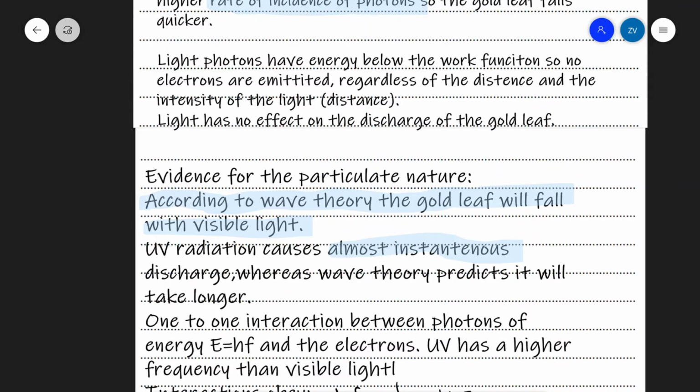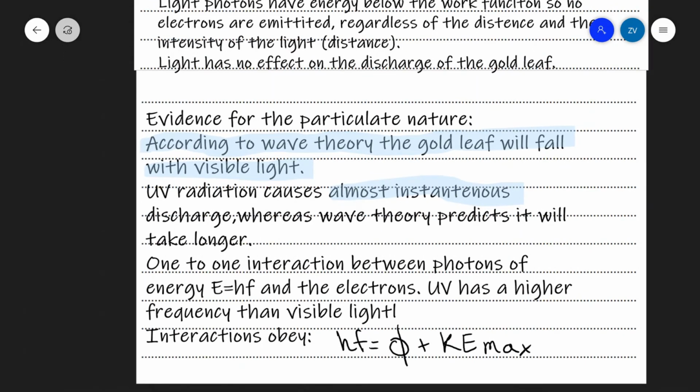And these are some of the most important points of this experiment that really prove the particle nature of EM radiation. Additionally, we can also infer that there's a one-to-one interaction between photons, each of which has an energy of hf, and electrons. That's why the rate of flow increases at higher intensities, because there are just more electrons interacting with more photons.